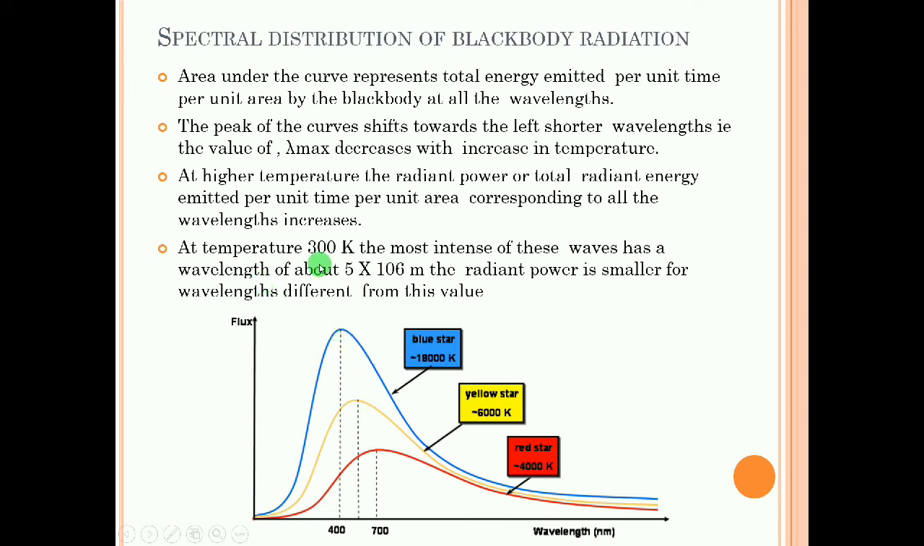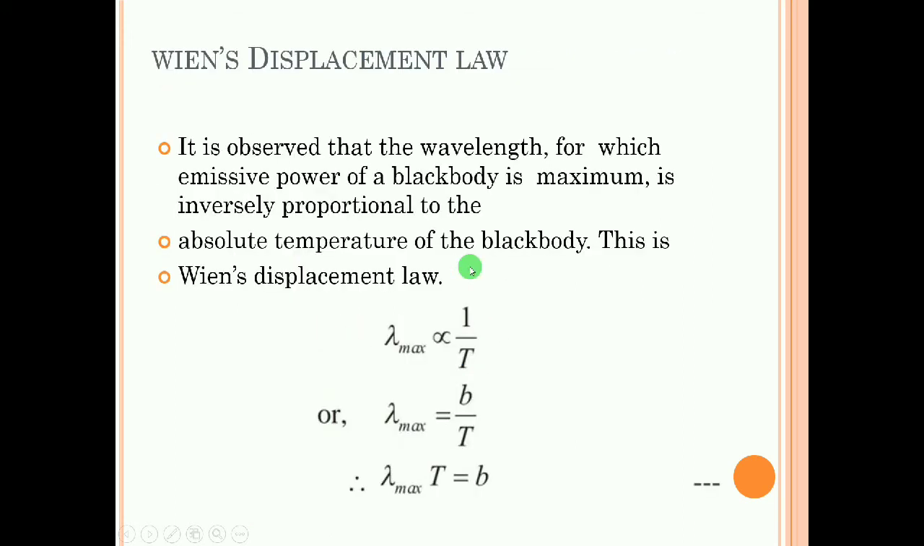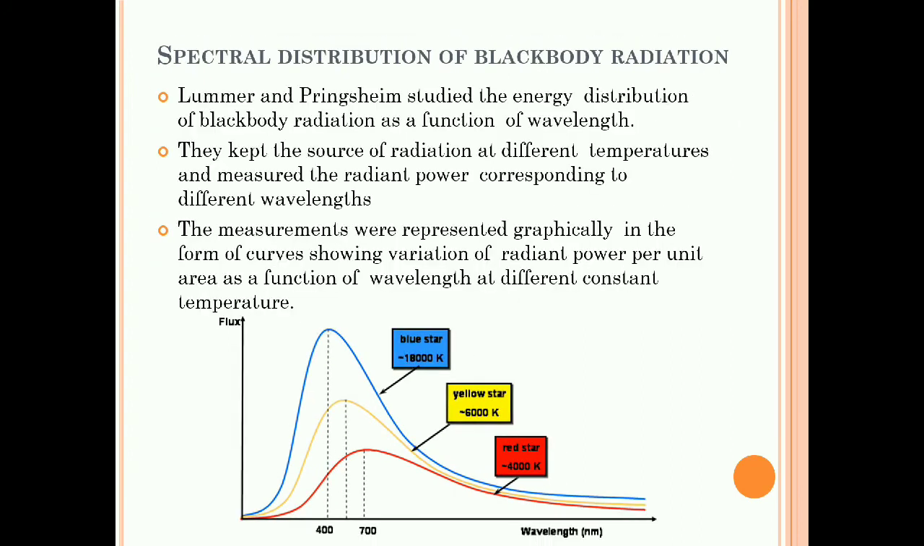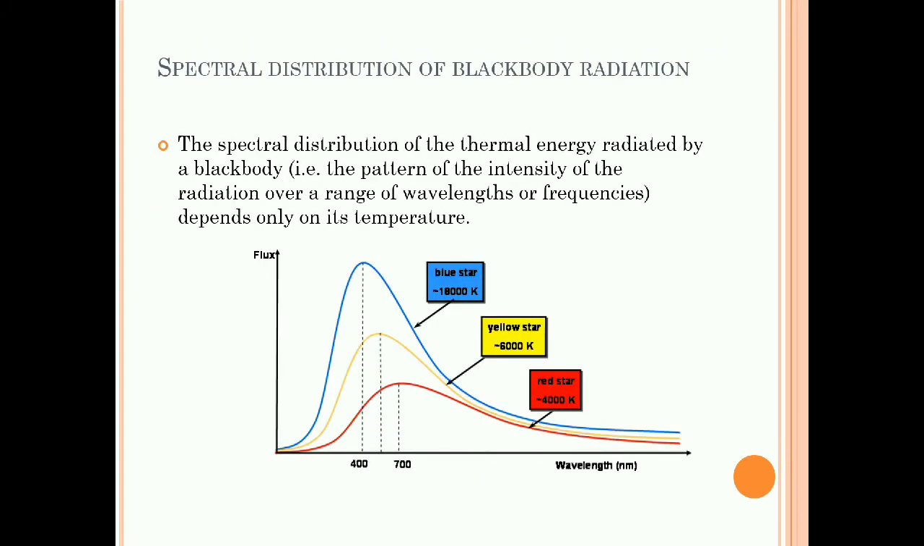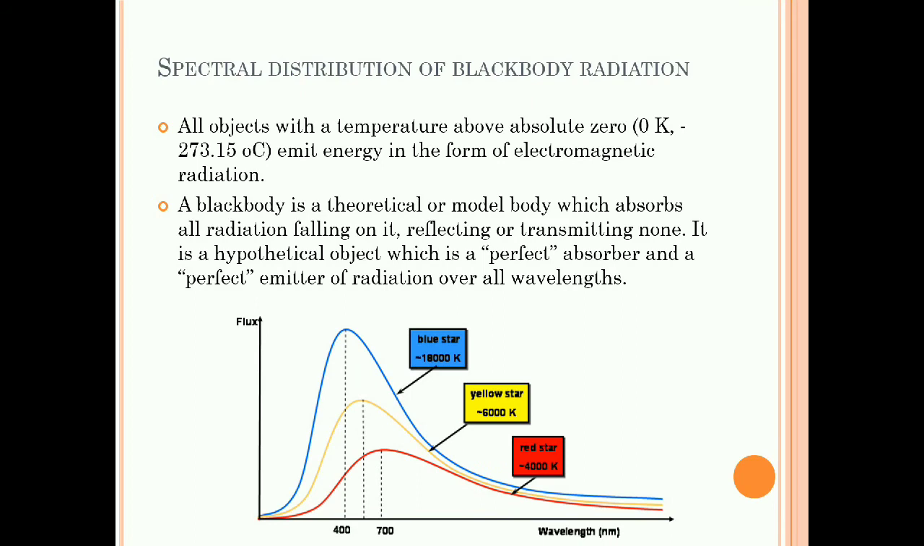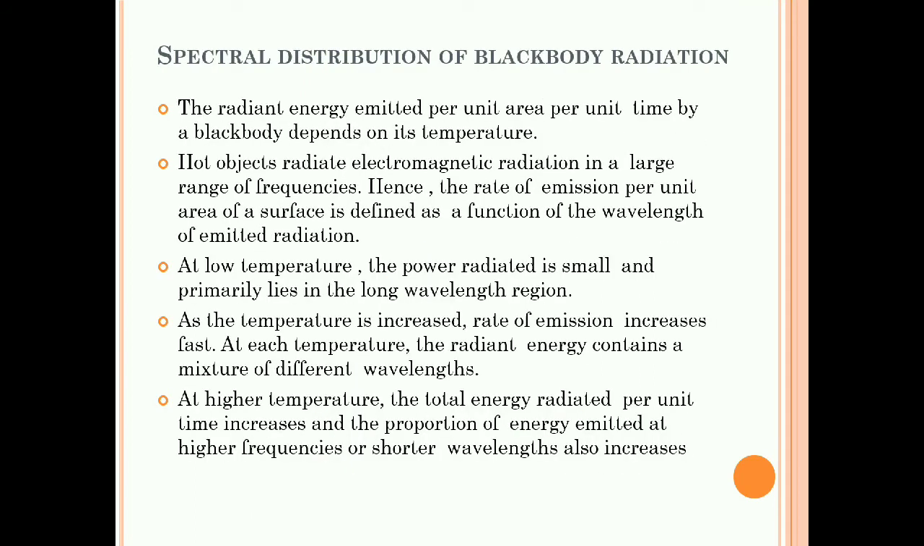So at higher temperature, the radiant power, that is the radiant energy emitted per unit time per unit area, corresponding to all the wavelengths increases. So this explanation you will write here. So what points will you write here? This one: the radiant energy per unit time per unit area by a black body depends on its temperature.